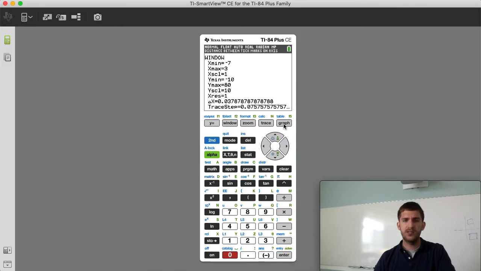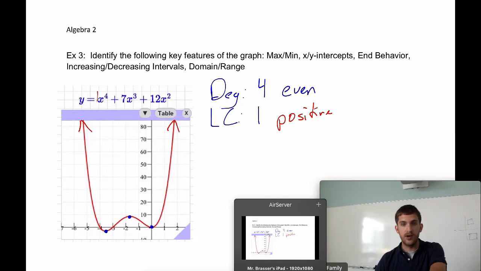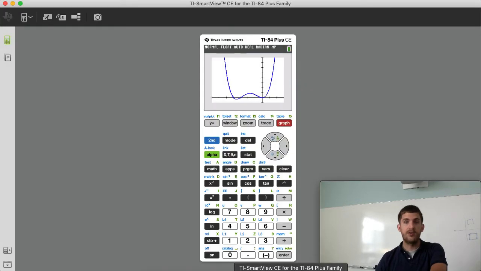I'm going to go back to the graph now. Again, make sure your window settings look something like this: -7 to 3 on the x's, -10 to 80 on the y's. And we'll graph it. Now it's going to look way more similar to what we were given in our notes. So that graph looks pretty similar to that graph.